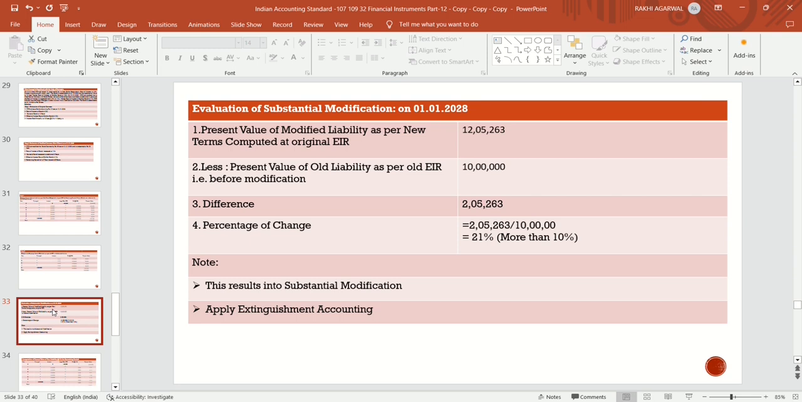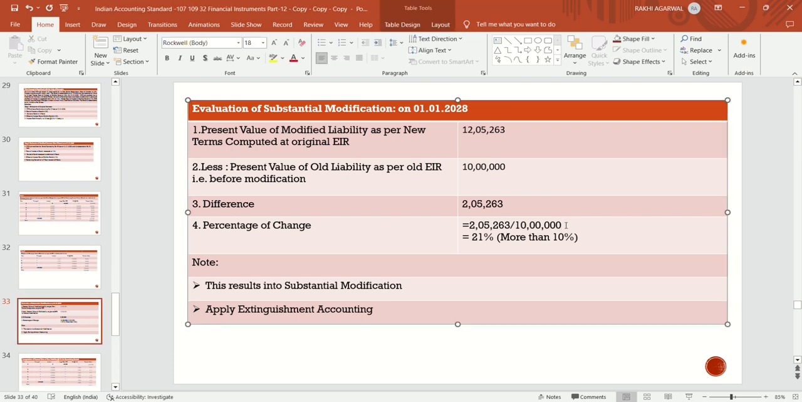Now we will compare that for evaluation of substantial modification on the date of modification, that is on 1st January 2028. The present value of the modified liability as per new terms computed at the original effective interest rate is 12 lakh 5,263. From that we will reduce the present value of the old liability as per old effective rate before modification, that is 10 lakh. The difference is 2,05,263. So we have to calculate the percentage. Percentage of change is 2,05,263 divided by 10 lakhs. So it becomes 21%, which is more than 10%, which is a substantial modification.